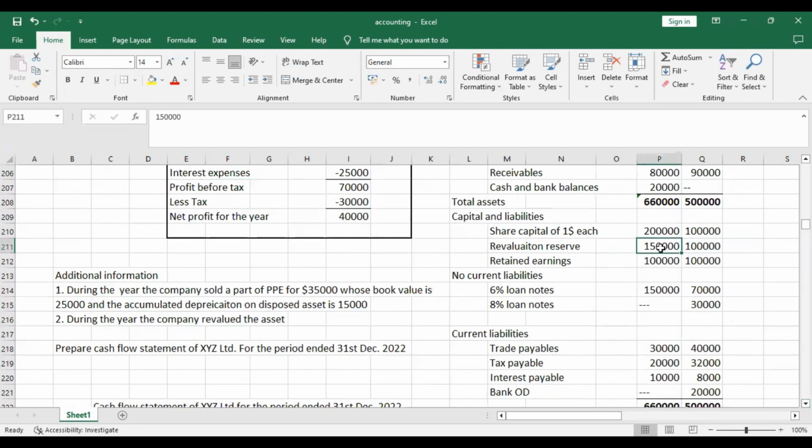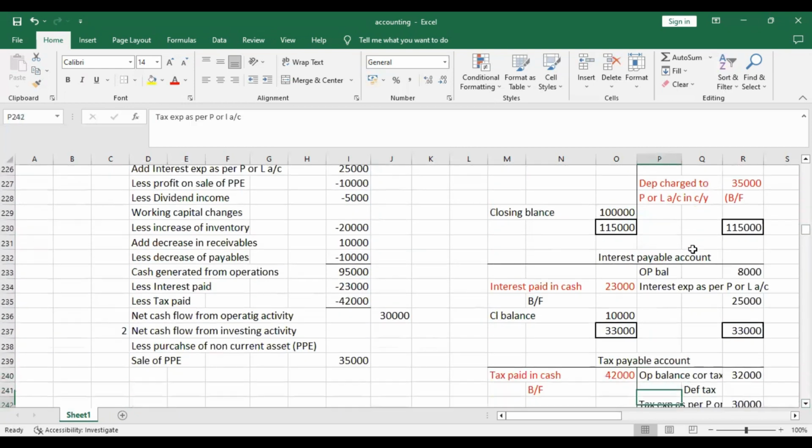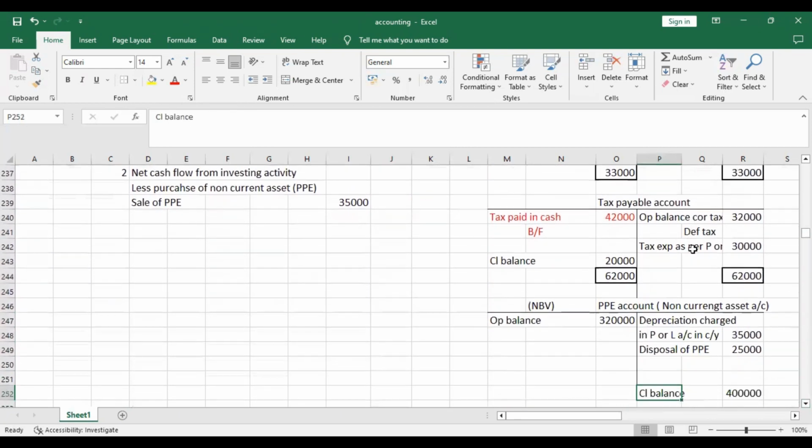So how much did they revalue in the current year? 1 lakh, because the revaluation has increased from 1 lakh to 1,50,000. That means 50,000 is the revaluation surplus added in the current year. So with that, what happened? Your PPE account will increase, no? With the asset revaluation, the PPE amount will increase, no?